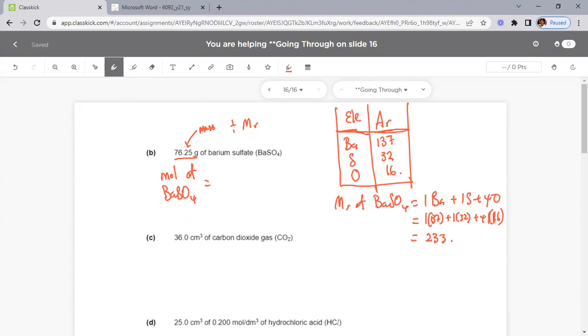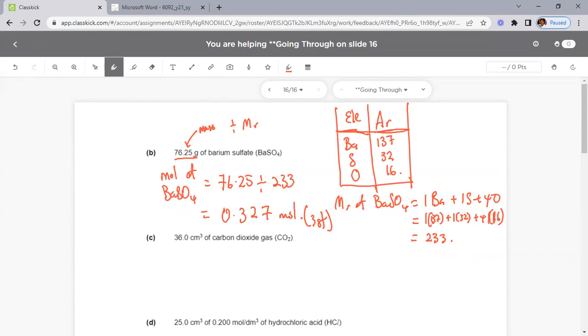So to find the mole, take the mass, which is 76.25, and divide by the Mr, which is 233. Sorry, my divide sign looks ugly. So 76.25 divided by 233. You're going to get a weird number, no worries about it, just round it off to 3SF. You should get 0.327 mole, to 3SF. So this will be for part B.